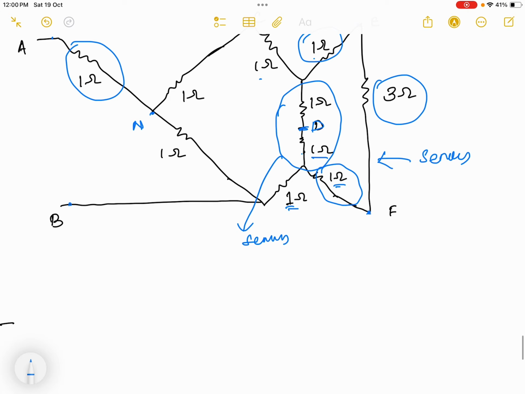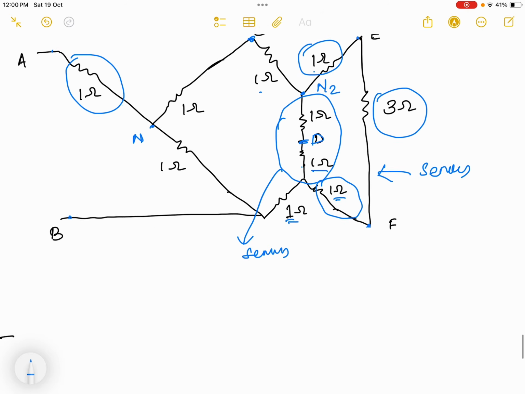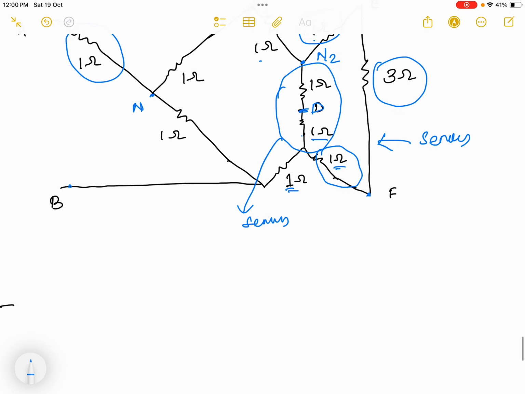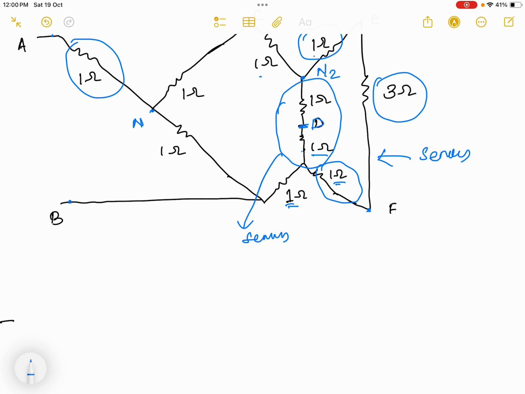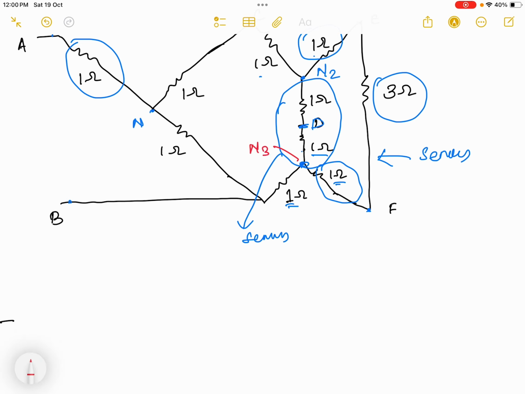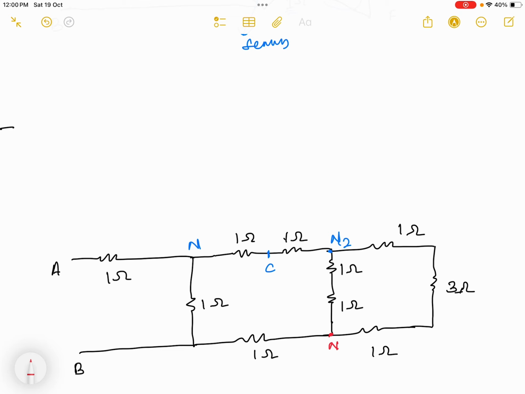Then again I keep a new node, N2. So C to N2 is also 1 ohm. Now let this next node be N3. So between N2 and N3, you can see there are two 1 ohm resistors which are in series. So this is N3. N2 to N3, two resistors of 1 ohm are in series.